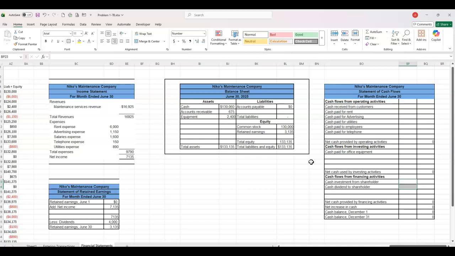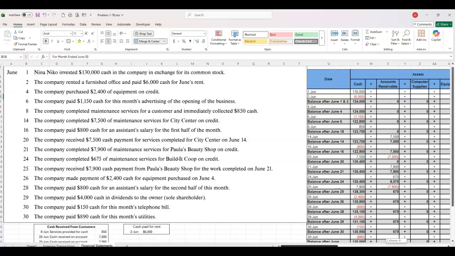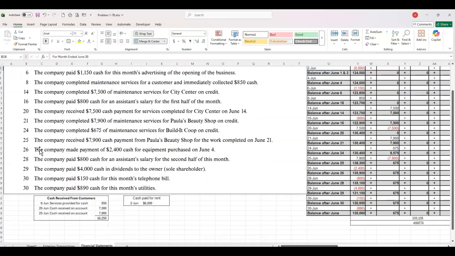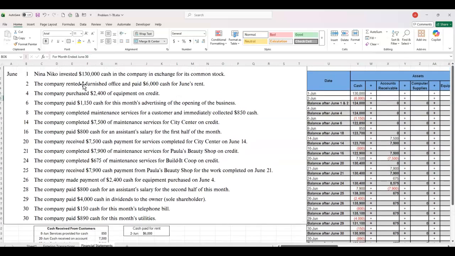The statement of cash flows is also for a period of time, for the month ended here. And all we're going to do is add up the money that was received from customers and paid for different expenses. I've done a little bit of prep work over here. The cash received from customers was here.